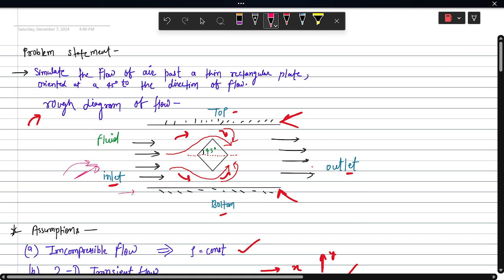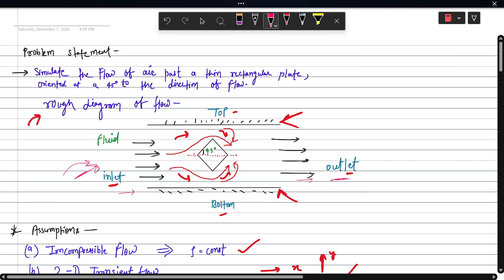Now the outlet. On the right side, we have the outlet here, where the flow exits the domain smoothly. Also, this is the top and bottom boundary, and in the center there is a thin plate oriented at 45 degrees to the flow. These boundaries are either symmetric conditions or allowed to slide smoothly.